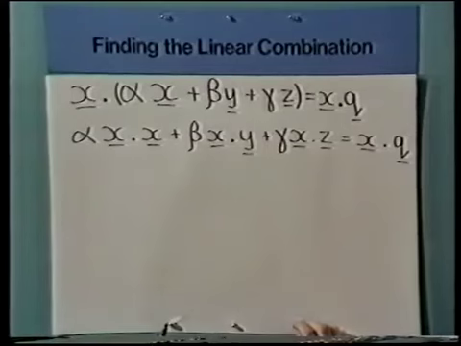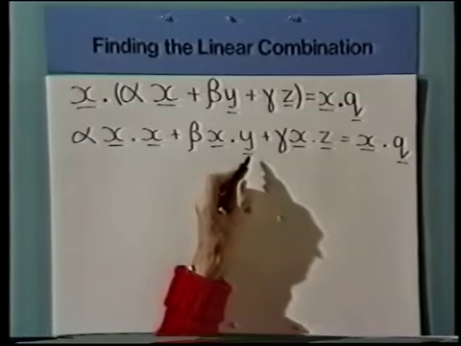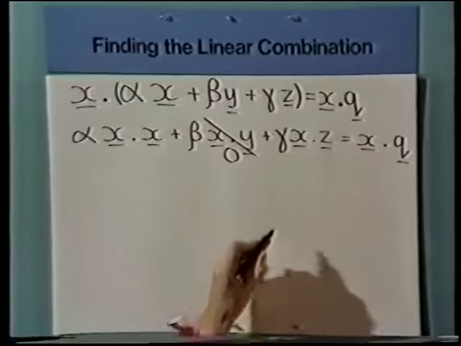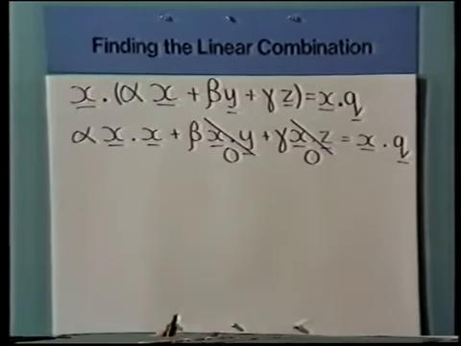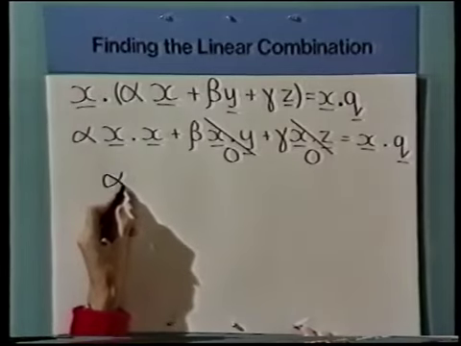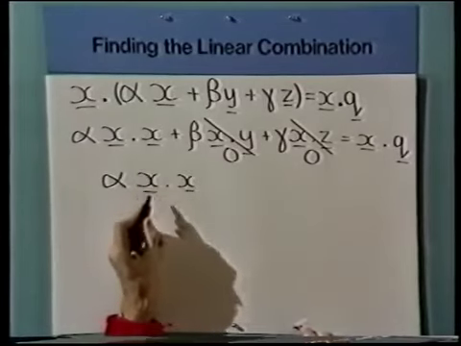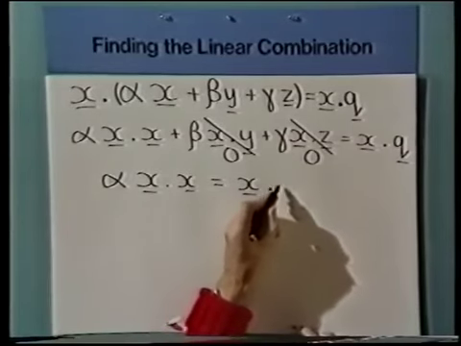Well, this all looks rather complicated, but it simplifies a lot as soon as you remember that the vectors x, y, and z are all orthogonal. Because x and y are orthogonal, their dot product is 0. That term just disappears. And x and z are orthogonal, so that term disappears as well. And what are we left with? We're left with, on the left-hand side, alpha x dot x equals, on the right-hand side, x dot q.